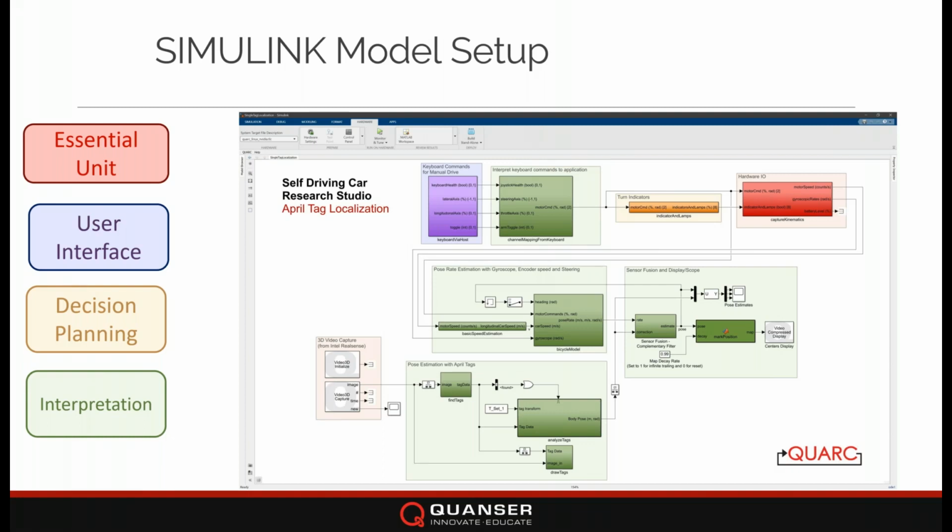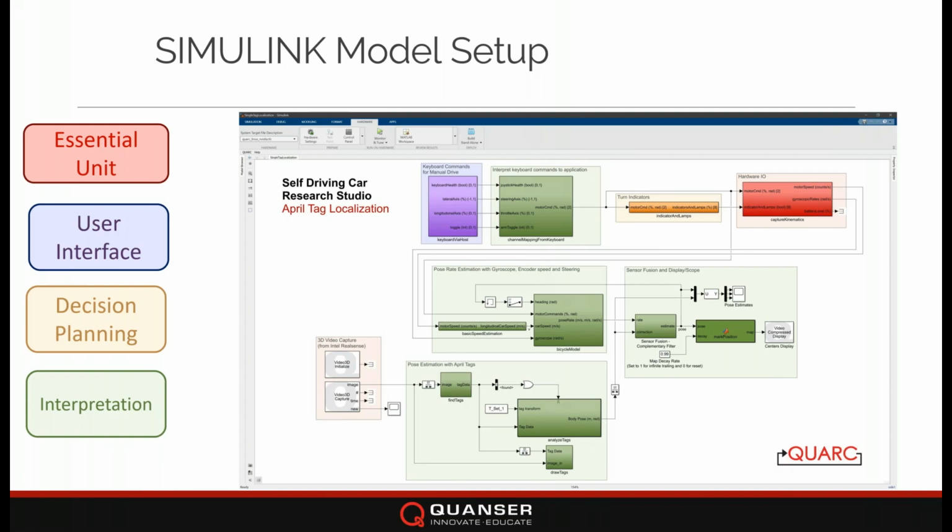And then decision planning or interpretation would then allow me to interpret the sensors that I'm seeing, which in this case would be the camera or the IMU. And then decision planning would then be based on what my interpretation blocks give me. What do I do with that information?